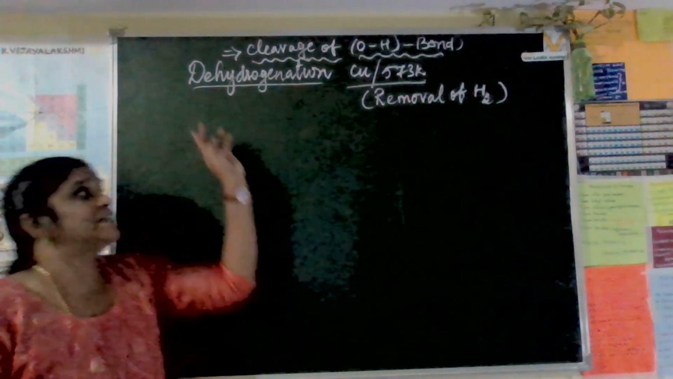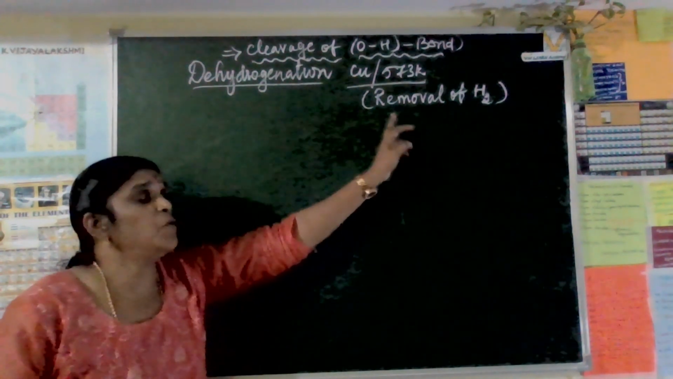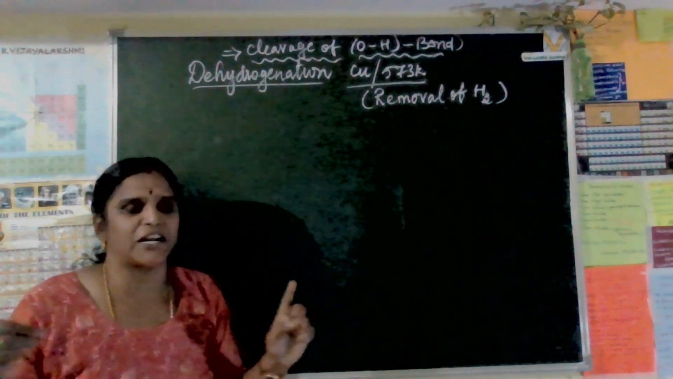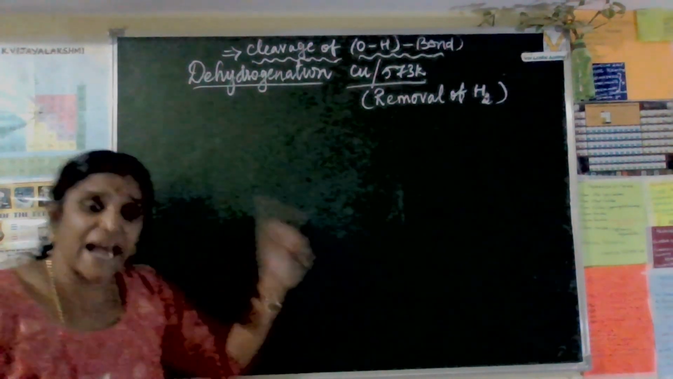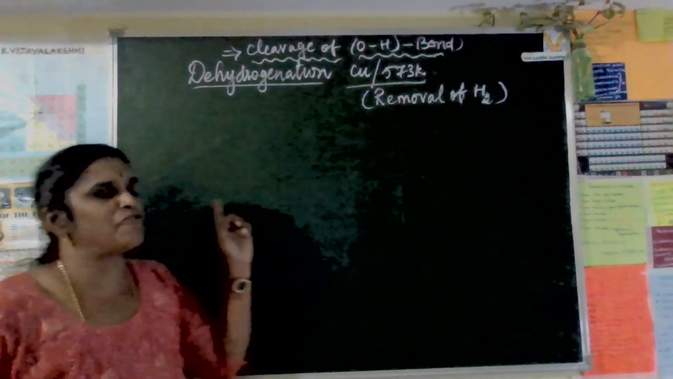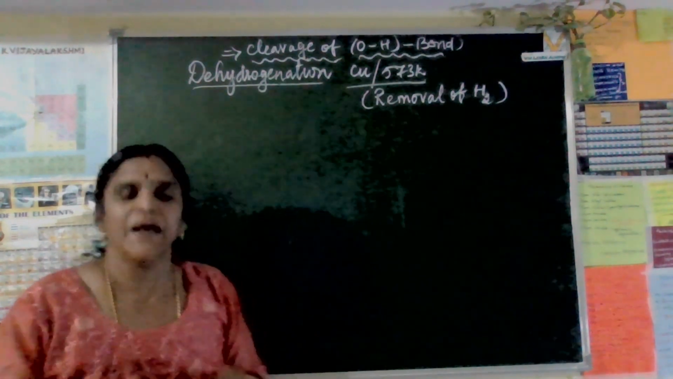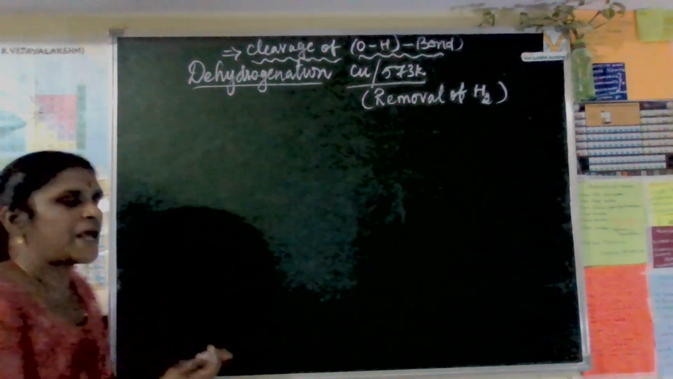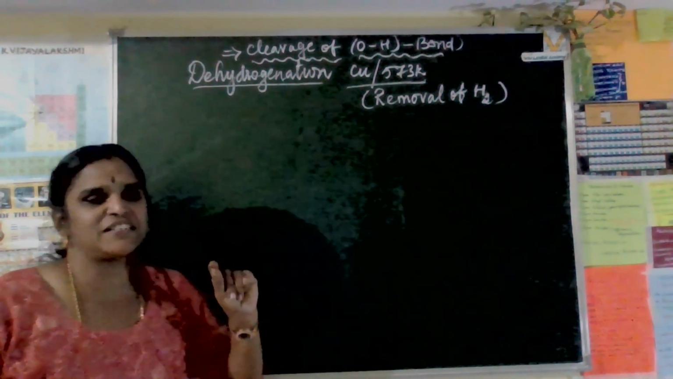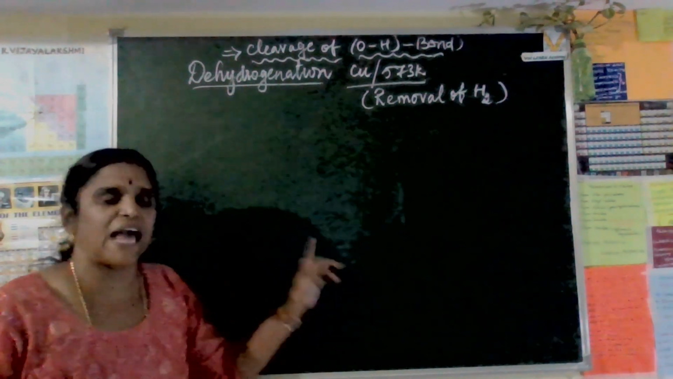Now we are coming to the dehydrogenation method. Dehydrogenation means removal of hydrogen. Dehydration means removal of water. Please remember that. Now that comes under cleavage of the OH bond. Now coming to primary, secondary, tertiary alcohols, there is one important give reason question. At the end of that point I would like to mention it when it comes to tertiary alcohol.